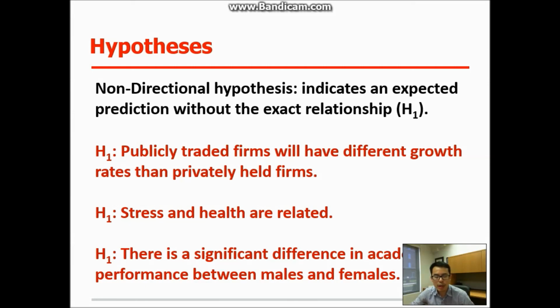Second example, stress and health are related, but I didn't say if it's positively or negatively related. The third example, there is a significant difference in academic performance between males and females, and I didn't say which one is better, either males or females. If you do not see the direction or the level in your hypothesis, we consider this a non-directional hypothesis.